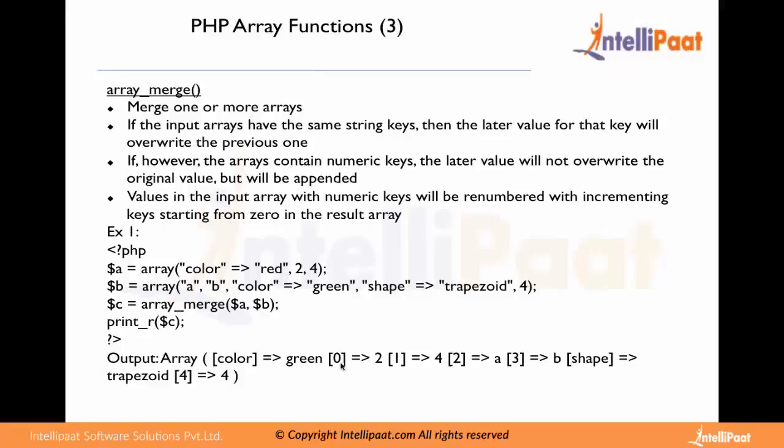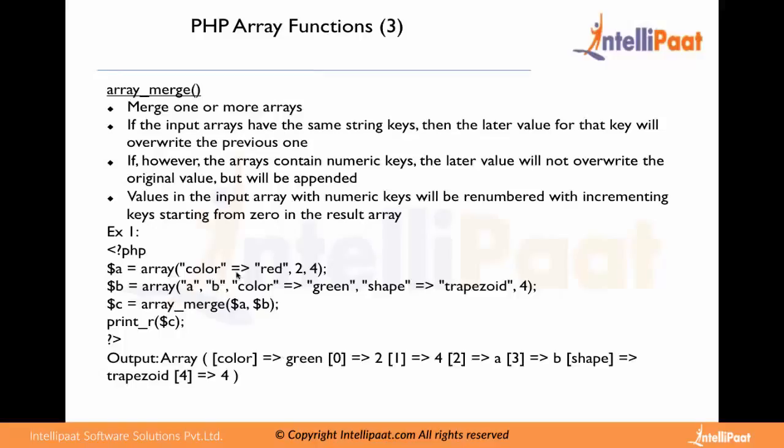And the second value I am getting is 2. The third value I am getting is 4. The fourth element I am getting is B. A, then I am getting B, and then I am getting 4. So it will merge both the arrays and return me a new array. So suppose I am passing a key and value, then it will return me the key and value. If I am not passing a key, then it will take the key as a numeric value, and it will always start from 0.